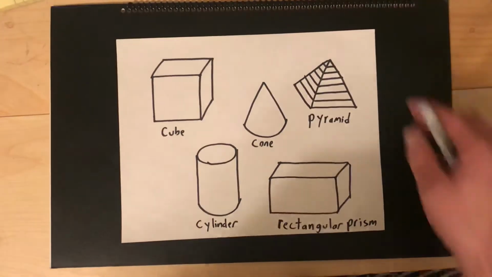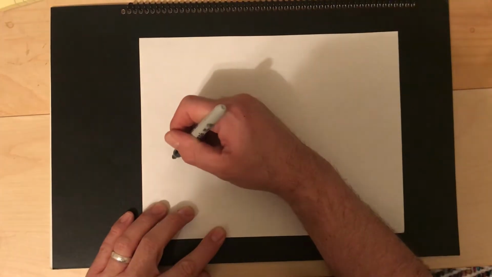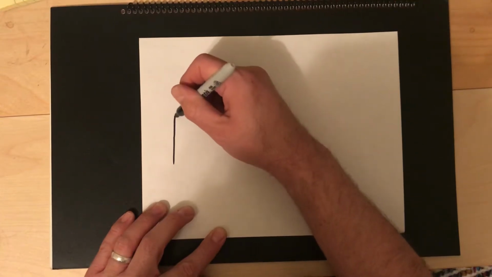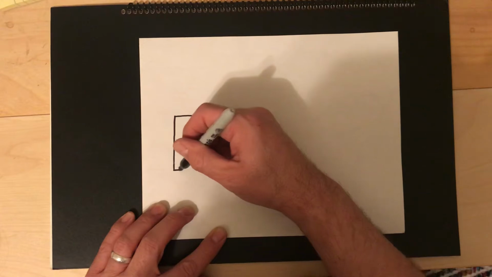So let's start off with one shape at a time. So we're going to start with the cube, okay? So I'm going to use a marker. I recommend you use a pencil. I'm just using the marker because it kind of shows up better on the camera. Okay, so first step, we're going to make a square. Okay, so this is the front of the cube.